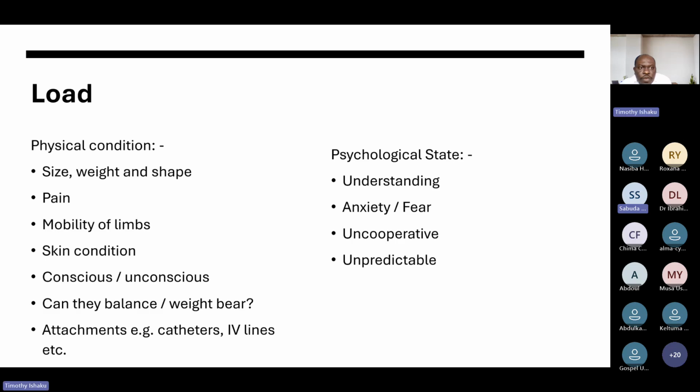Are they conscious? Will they be able to know when we ask them to do the task? Are they able to do it or not? Can they balance, bear weight? All those things, do they have attachments? Earlier on, we talked about the factors that will influence your risk assessment or affect your manual patient handling. Catheters, IV lines, all those attachments might be one of the things that we look at in terms of moving the patient. So that's the physical condition, but also we have the psychological condition.